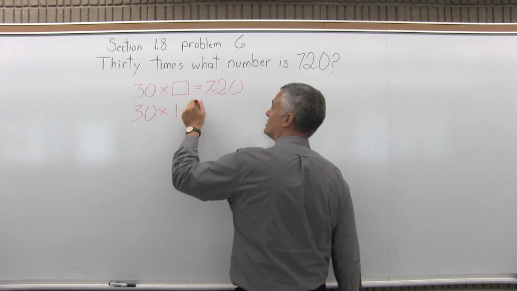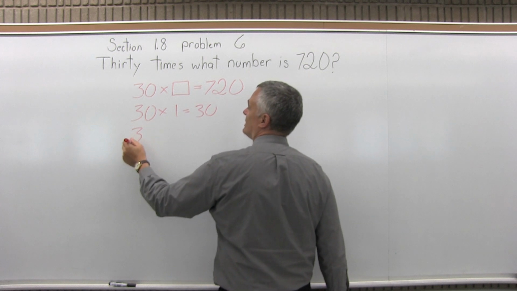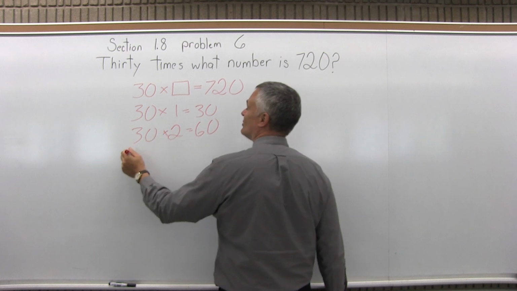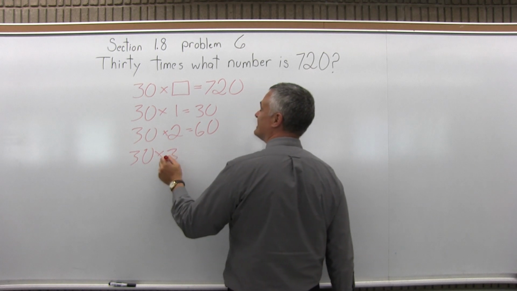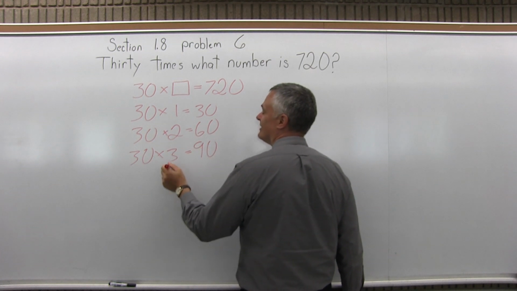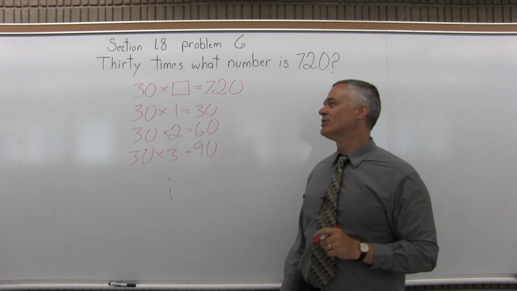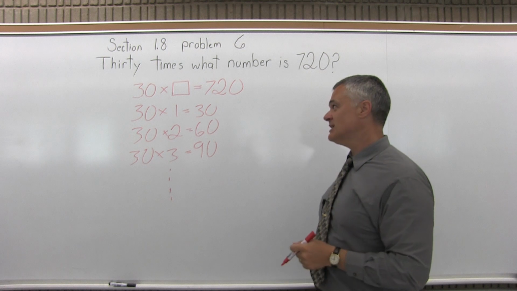30 times 1 is 30. 30 times 2 is 60. 30 times 3 is 90. And eventually you'd get it, but that's not really a good method. It will work, but it's too tedious.